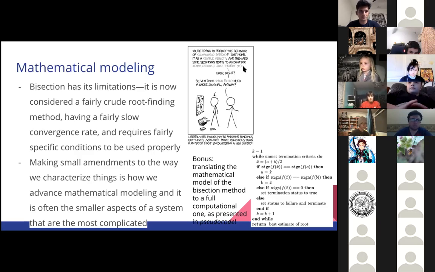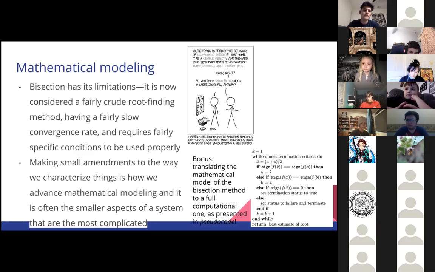So bisection does have its limitations. It is now considered a fairly crude root finding method, having a fairly slow convergence rate. So for example, in the past example, we got to something that's fairly close to -1 in the 5th iteration, but it would take many more to be absolutely certain.